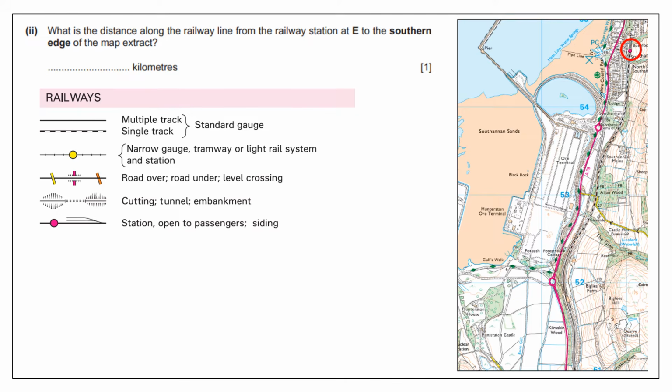Now moving on, we've got the distance along the railway line from the railway station at E to the southern edge of the map extract. And we need to work this out in kilometers. First thing we're going to do is work out the railway line. Okay, so that's the key. So I'm following those 2 points there. And I've highlighted it for you so you can see what it looks like.